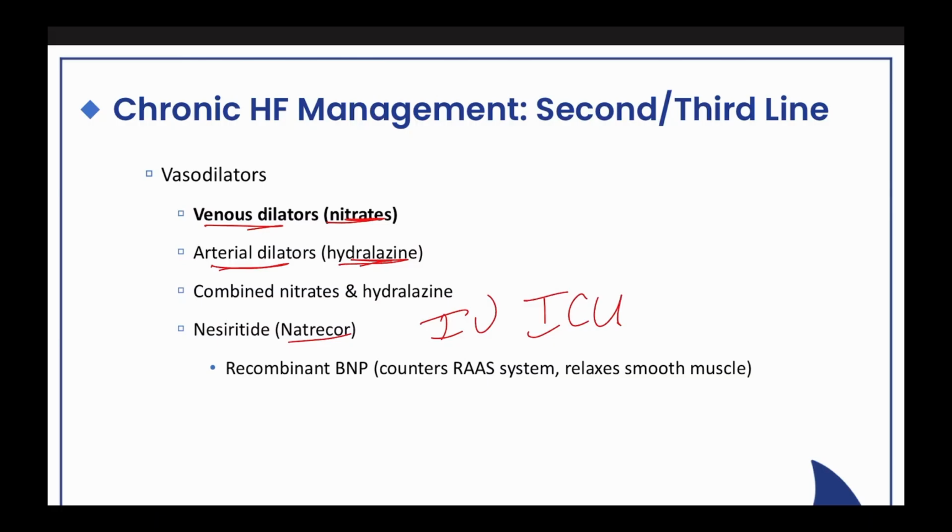Yes? Sorry, back to the first line management. With the 4 categories, do you start with a specific one? All 4 at once. Yeah, I go on all 4. But Natrecor is basically a recombinant BNP, so obviously it's going to help with natriuresis and diuresis to get the fluid off. So Natrecor is a second or third line drug. It's going to help with vasodilation and relaxes smooth muscle.